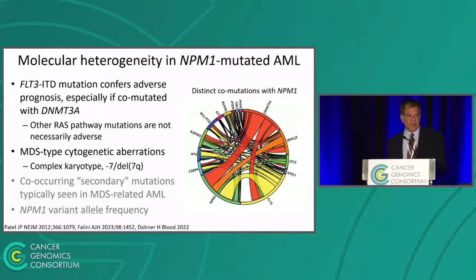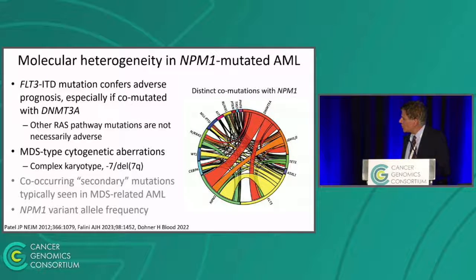So this brings up the molecular heterogeneity of NPM1 mutated AML. Here you can see in the circos plot, NPM1 is strongly associated with DNMT3A and FLT3 ITD particularly, but also other FLT3 mutations, other RAS pathway mutations, and IDH mutations. And it seems like it's the FLT3 ITD that seems to be the worst. In fact, other RAS pathway mutations may not be deleterious.